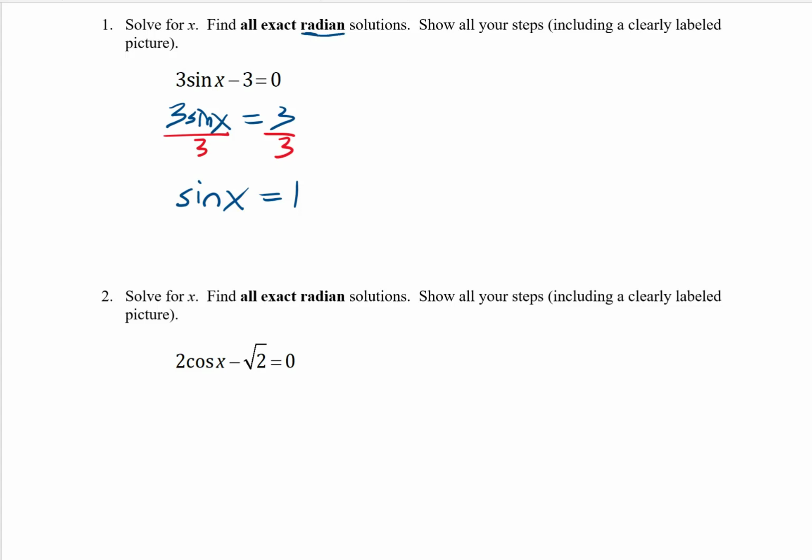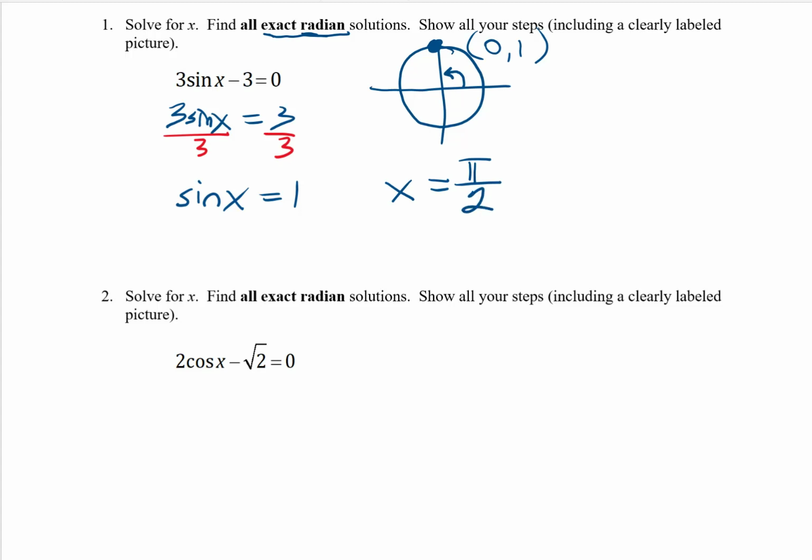We're working with radians here, exact radian solutions. 1 makes me think unit circle. Where within one period could I have a sine ratio of 1? I believe this is the only spot. Sine is the b coordinate on the unit circle. So the only angle in radians, the only number that would work, would be pi over 2. That would be the one and only solution within one period.